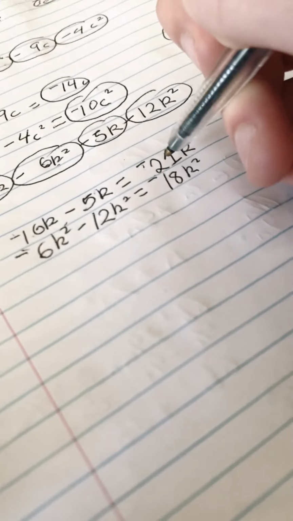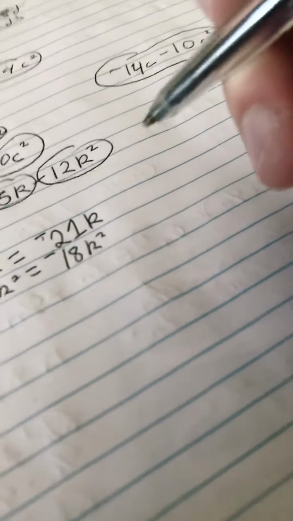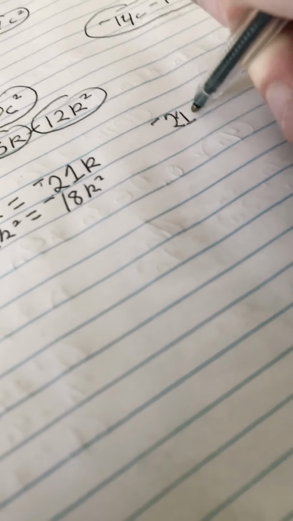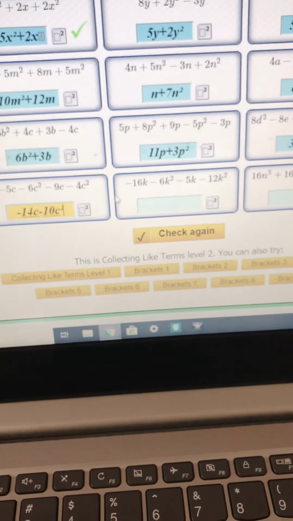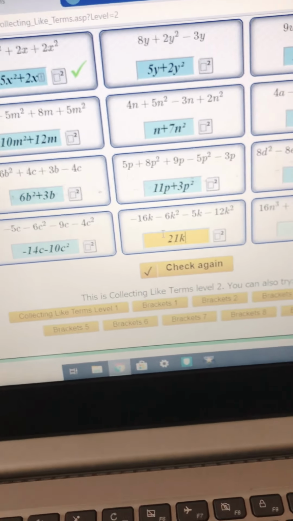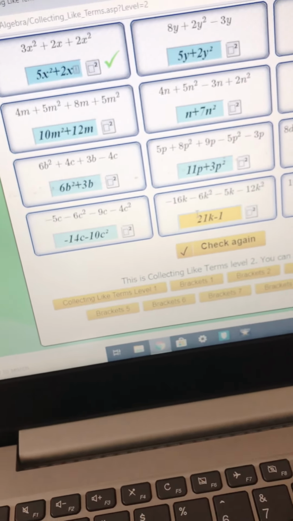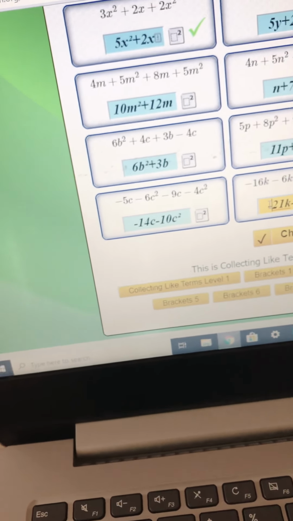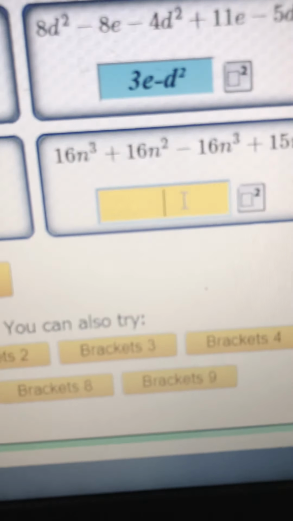So now we have negative 21k and negative 18k squared. So now we need to go negative 21k minus 18k squared. This video has been really sporadic so far, just giving you your genuine commentary from me. Almost forgot the minus sign, because now we got ourselves a mixed equation.